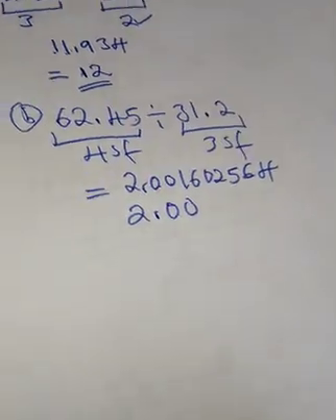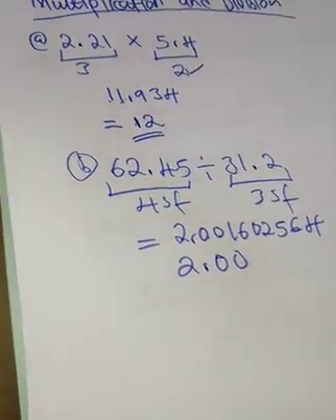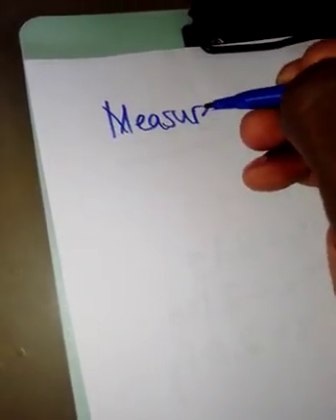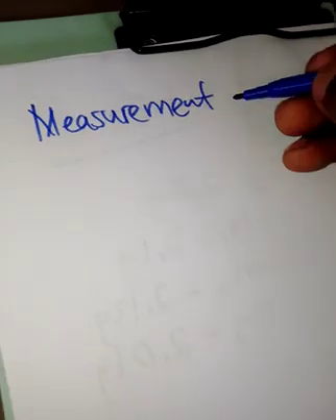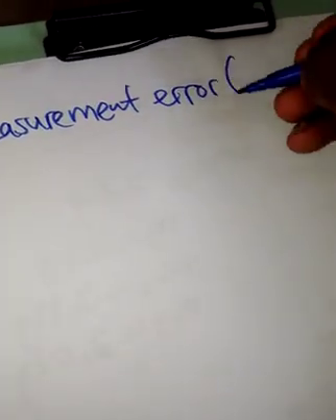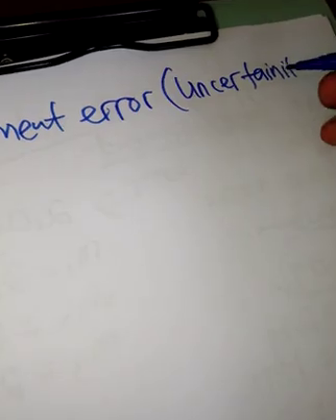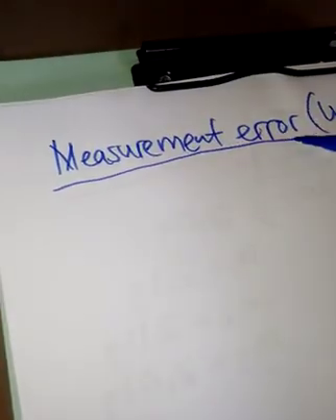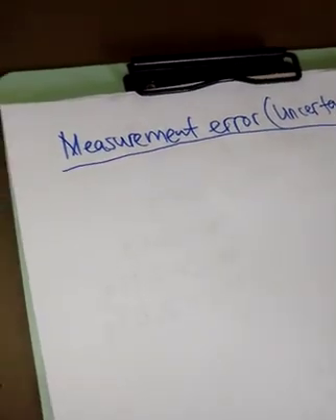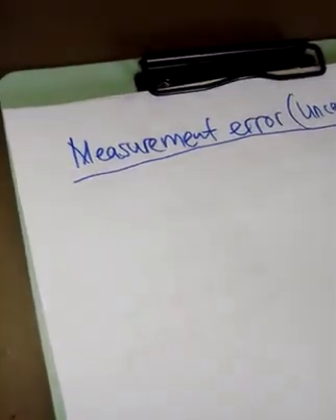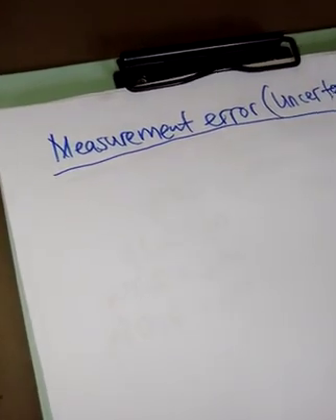Then let's talk about the last part, which is measurement error or simply uncertainty. We know that errors are simply uncertainties in measurements. When carrying out measurements or experiments, there are errors that occur.